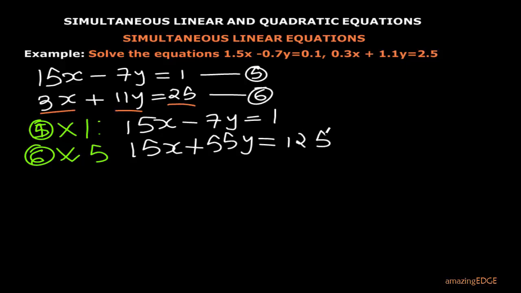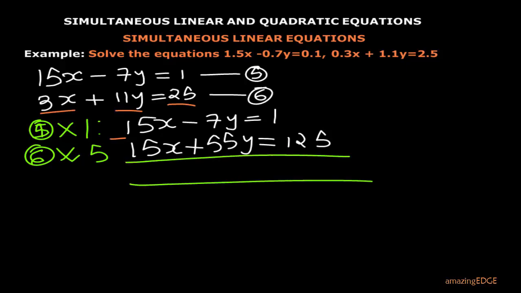So what next do we do to eliminate? You see that subtraction will work, so that you have 15x minus 15x to be 0. That tells you have eliminated x. So if that happens, 15x minus 15x is 0, so that one is gone.